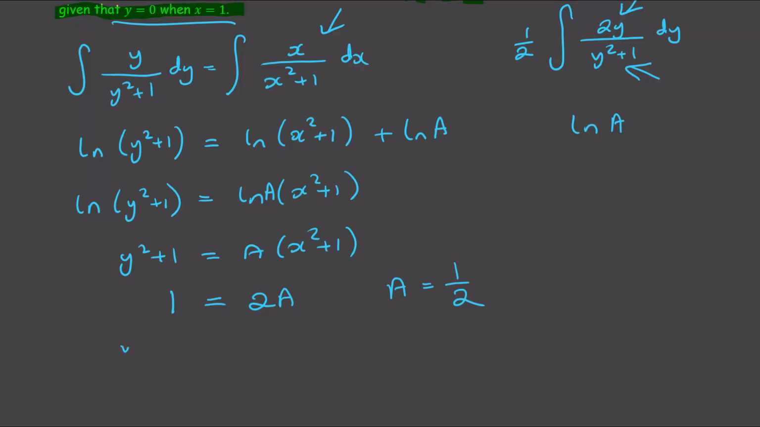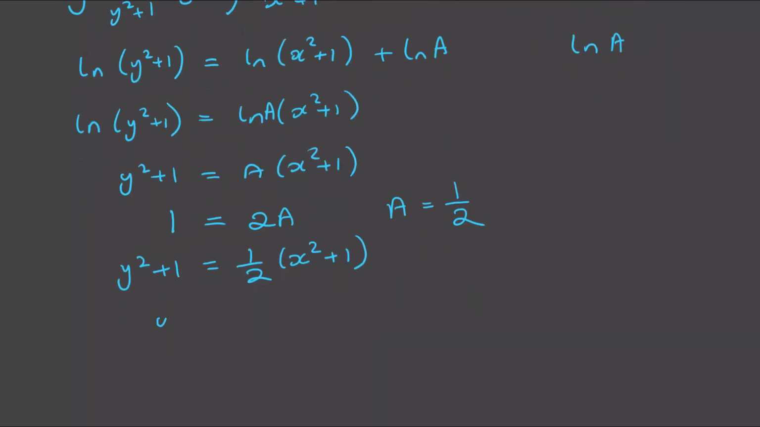So y² + 1 would be equal to a half of (x² + 1), and therefore y² would be equal to a half of (x² + 1), take away 1, which you might simplify again and make into something like y² equals a half, and that would be (x² - 1) if we simplified that. You can just do a bit of algebra there and see that that works.